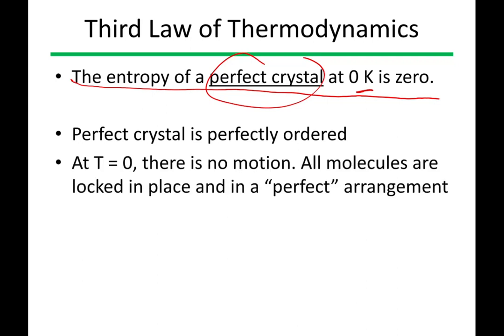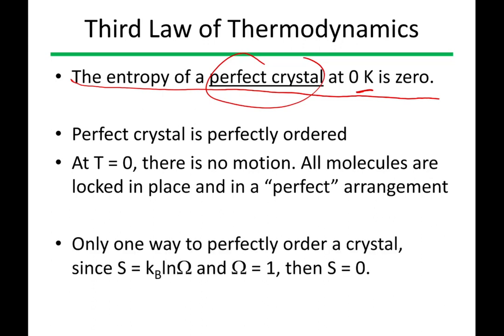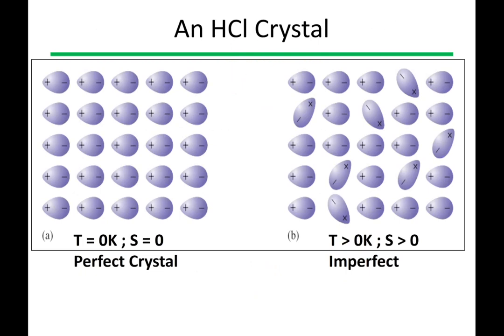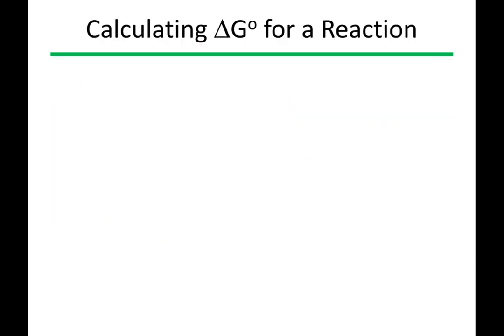So since they're all locked in place at a perfect arrangement, we would have no degrees of freedom, and hence the natural log of 1 is equal to 0, and the entropy would be equal to 0. A perfect crystal might look something like this, with everything lined up exactly if it was HCl with a positive negative. Whereas if there was some motion allowed, this would be imperfect, so there'd be a little bit of entropy at least.